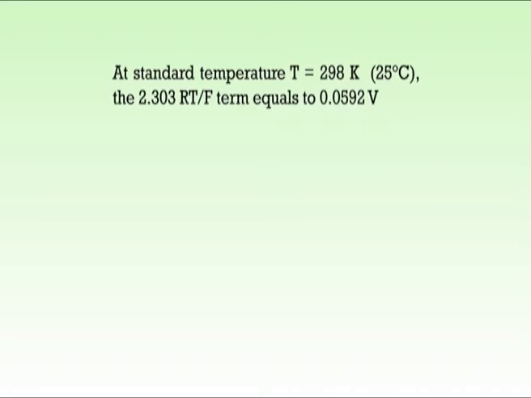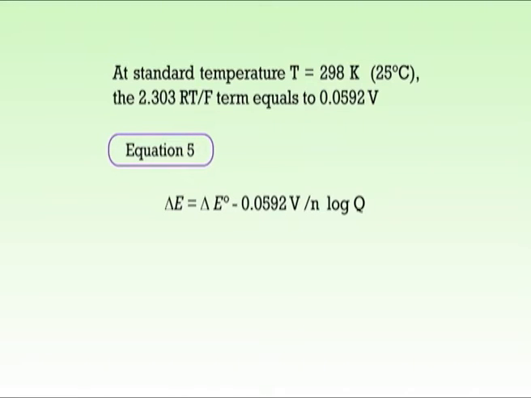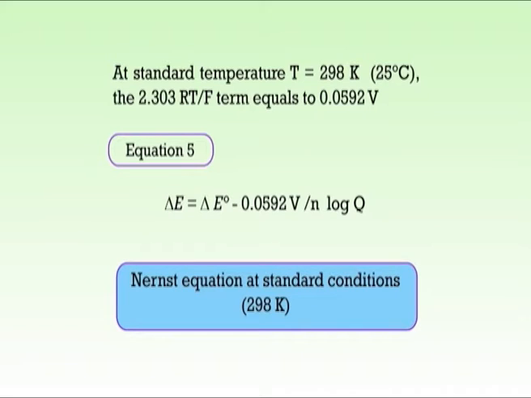0.0592 volts. And this equation, which is the generalized Nernst equation, turns into ΔE equals ΔE naught minus 0.0592 V by n of log Q. Let's call this equation number 5. Now this is the Nernst equation at standard conditions.